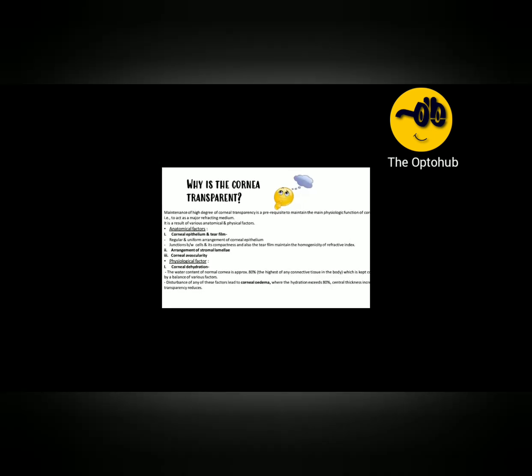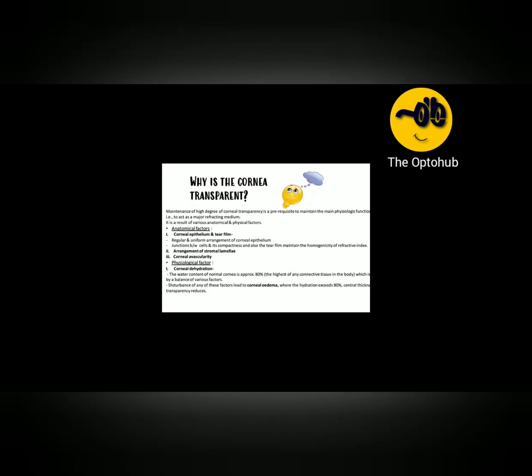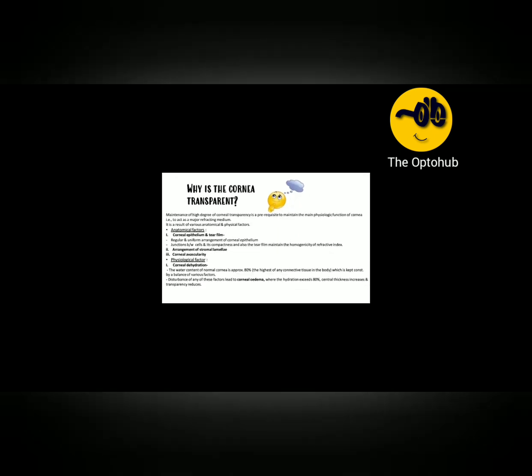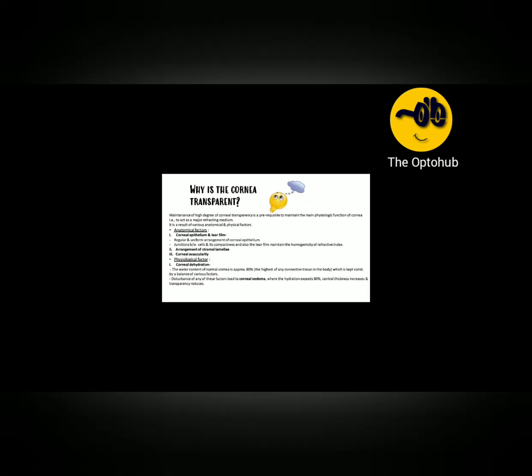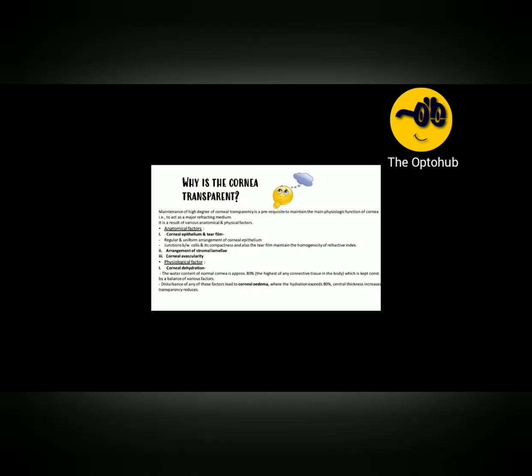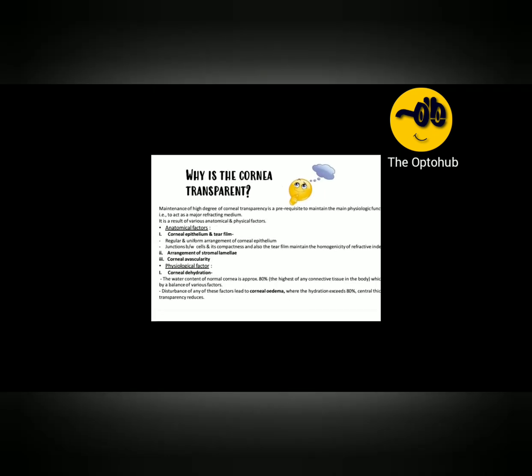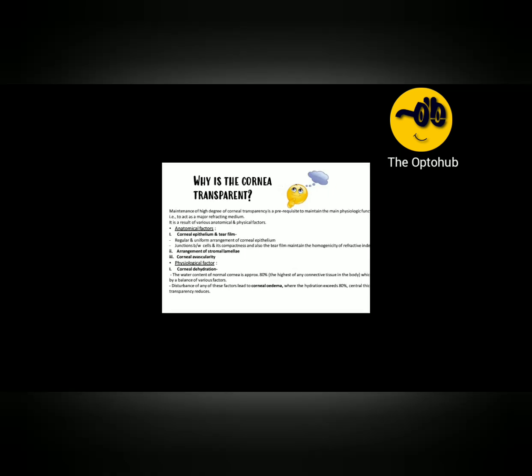Moving further, we have a question: why is the cornea transparent? Maintenance of a high degree of corneal transparency is a prerequisite to maintain the main physiologic function of the cornea, that is, to act as a major refractive medium. So corneal transparency is very important to let the cornea act as a proper refracting medium. This is a result of various anatomical and physical factors, where the anatomical factors comprise the corneal epithelium and tear film, which, as I've said, is very regularly and uniformly arranged in the epithelium, consists of junctions and is very compact, and also the tear film.